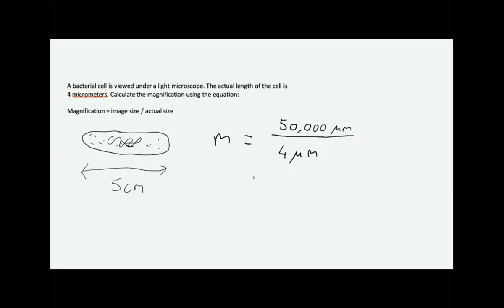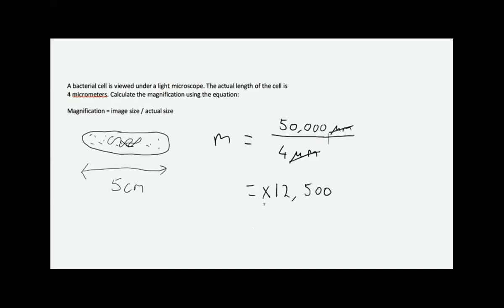And so we just carry out this calculation. 50,000 divided by 4, or you can do that in your head or in a calculator. That is going to be 12,500. Okay? And there are no units. Okay, magnification has no units, hence why these units must be the same. Because when you divide, they boom, cancel out. Right? So 12,500 would be the magnification.